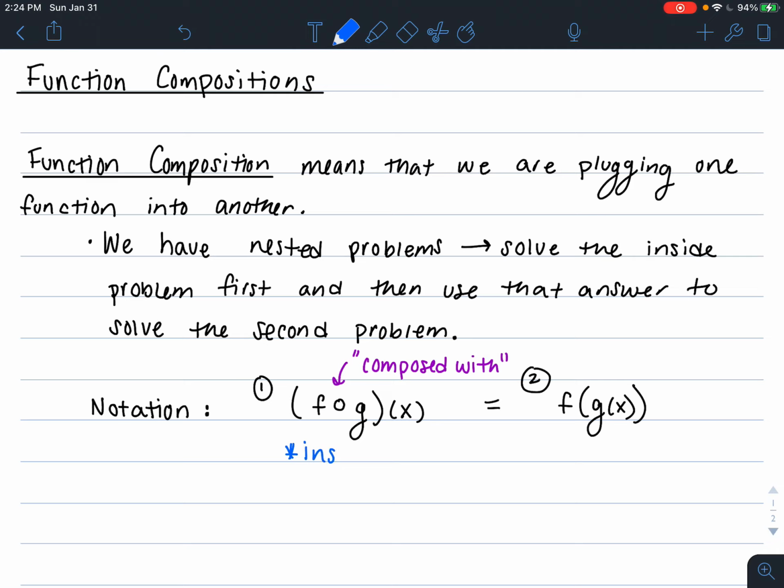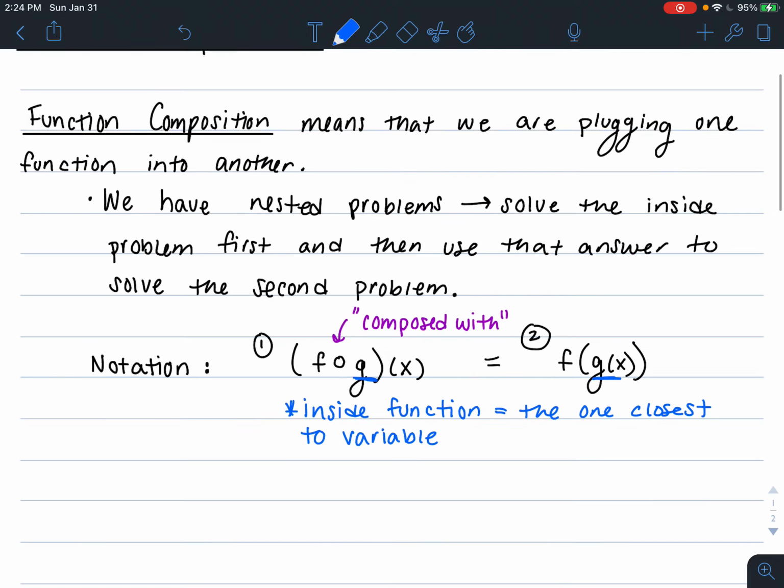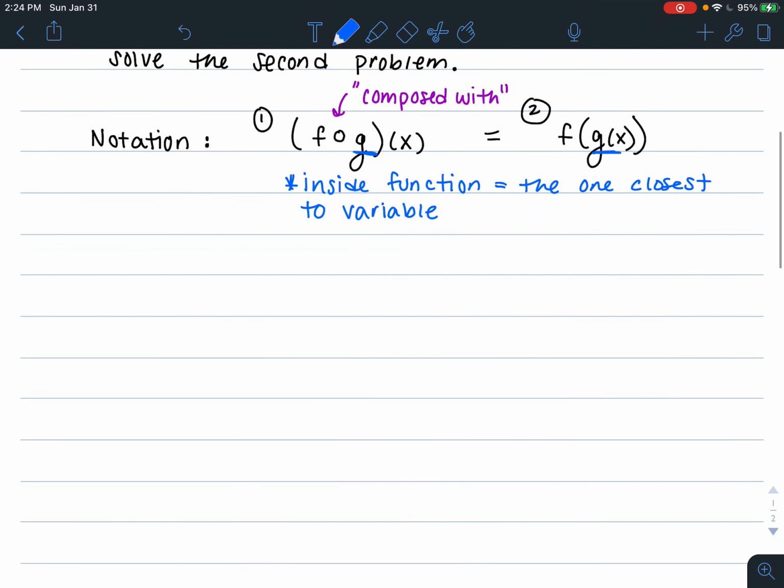Because it's not always easy to tell, the inside function is the one closest to the variable. In this case, the closest function to the variable for both notations is g. G is closer to x, so g is the inside function. That's where we would start first. In this case, g is obviously on the inside because it's inside the parentheses for f. So let's look at some examples. We're going to do it with a variety of notation and just build into it.